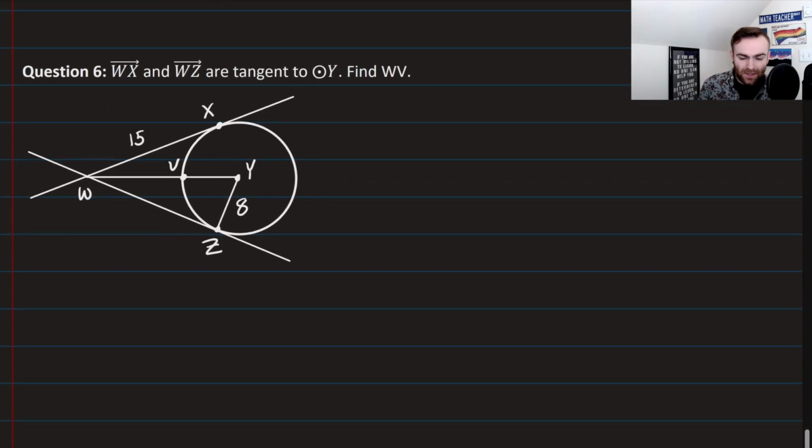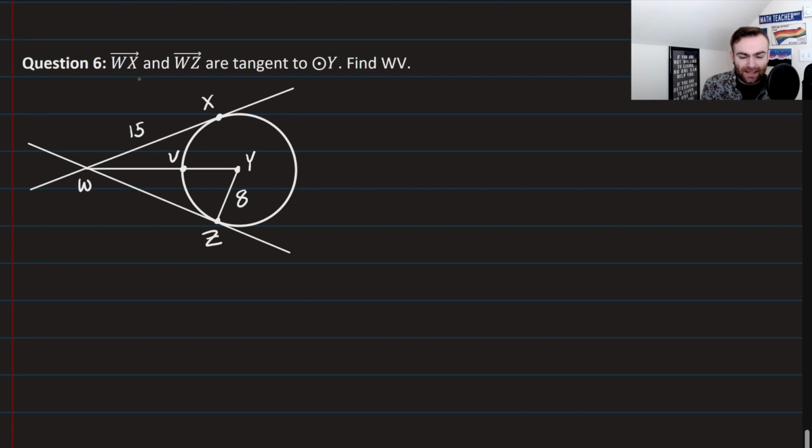So let's try one out. WX and WZ are tangent to the circle Y. Find WV. Well, I know that this angle here, this is radius and this is a tangent line, this should be 90 degrees. I also know that the only way for this line here to be tangent to the circle and this line here to be tangent to the circle and they intersect, which is really what we care about, these distances have to be exactly the same as well. So now we have a right triangle, we figure out what this missing side is.